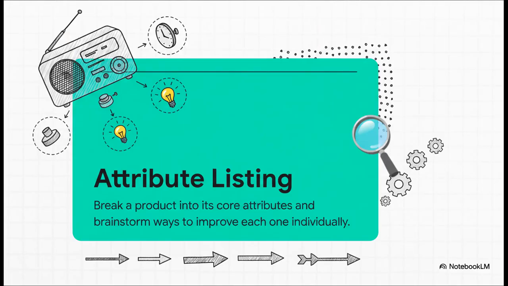Attribute listing is another one of these really methodical approaches. You essentially deconstruct a product into all of its basic parts. So instead of trying to innovate the whole car at once, you focus on improving each individual piece, one by one. This makes the huge task of innovation feel much more targeted and, frankly, a lot more manageable.